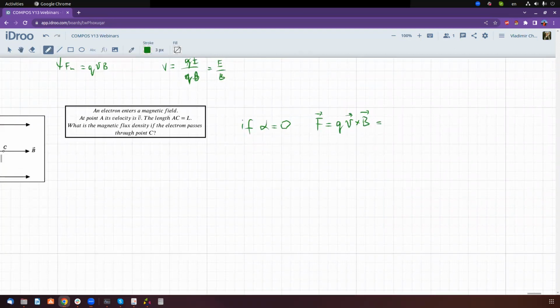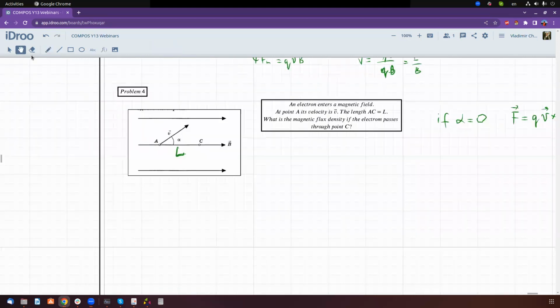If you're saying something, we can't hear you. Right. So B is parallel to V, because the modulus of V multiplied by the modulus of B multiplied by sine theta times n is going to be 0. So if alpha was 0, if it was traveling like this, it would just carry on in a straight line.